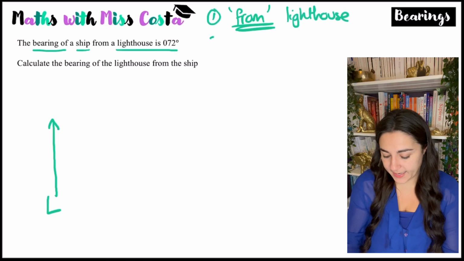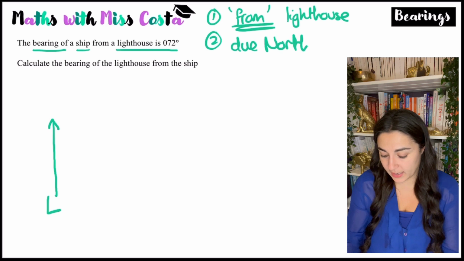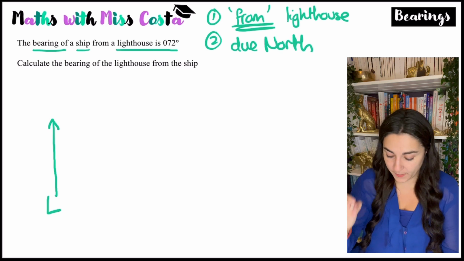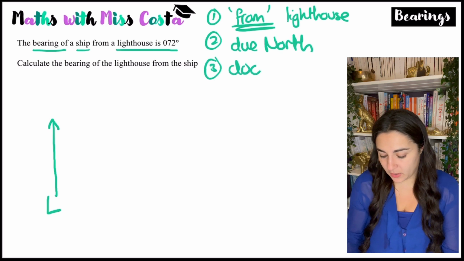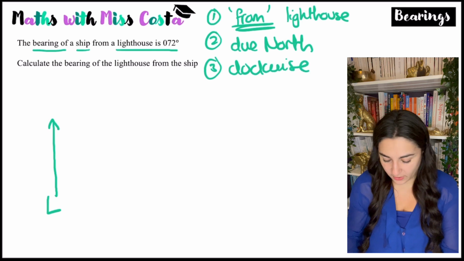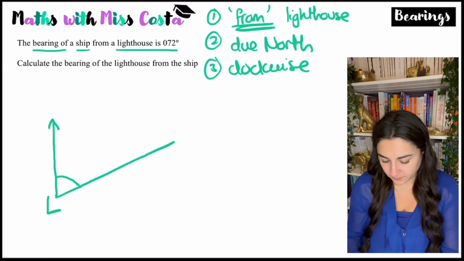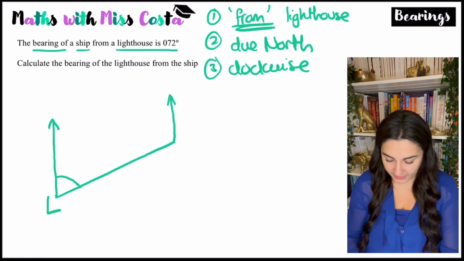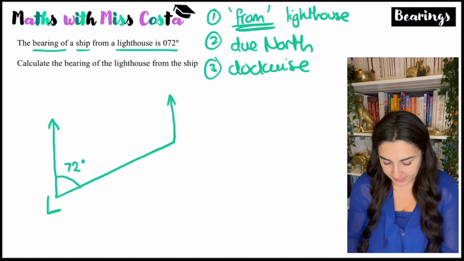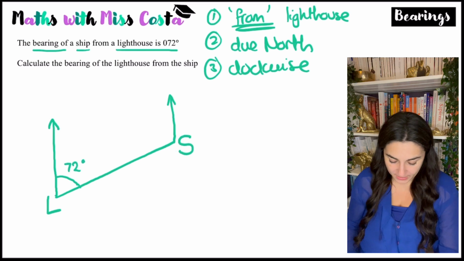Vectors, you always measure them from due north. So you draw a north line going up, and you always measure them clockwise until you reach your line. So 72 degrees is going to be roughly there. So I can just draw a little diagram helping me figure out what's going on. That angle here is going to be 72 degrees, and that is where my ship is going to be roughly.